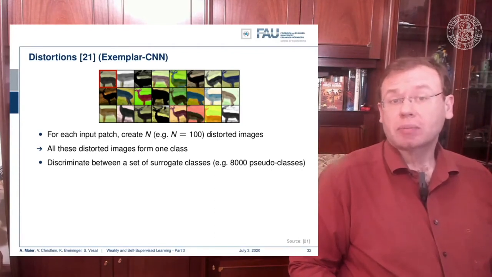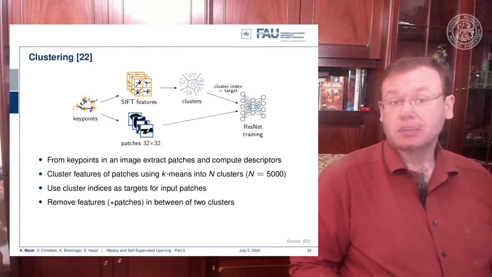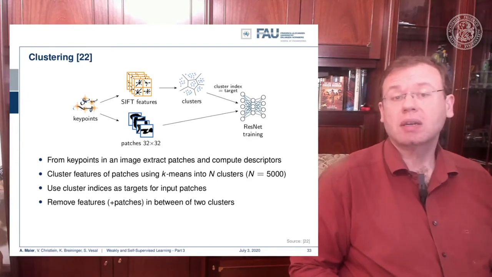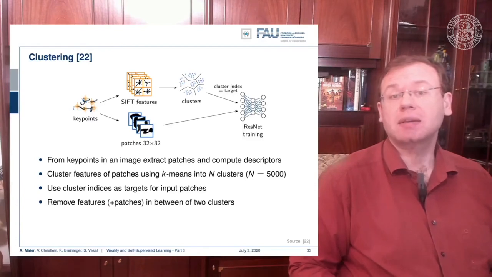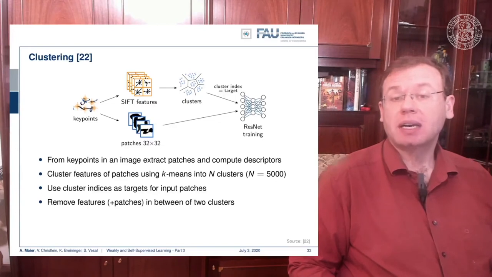A similar yet different approach is to use clustering. This is work by my colleague Vincent Kirstein. He was interested in building better features for writer identification. He started with detecting key points, and the key points then allow you to extract patches. At the same time, if you use things like SIFT, the key points come with a feature descriptor, and on the feature descriptor you can then perform clustering.